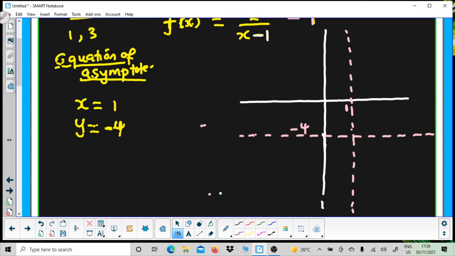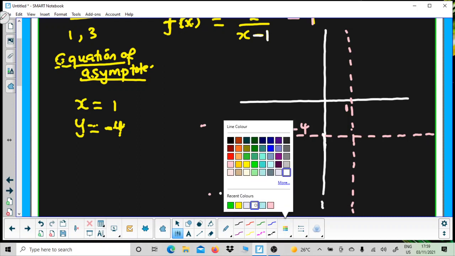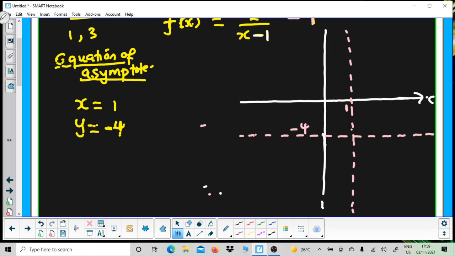Because now you already have an idea as to where your graph should be. You do not need someone else to come and tell you what to do. At this point, I can roughly sketch them. You see that? Let me go and roughly sketch these ones.